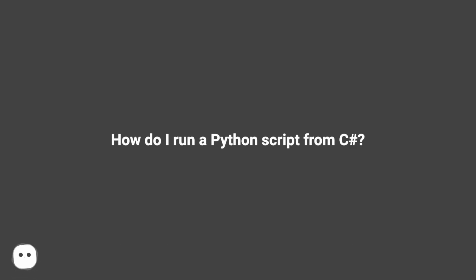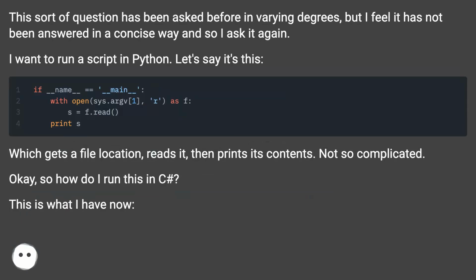How do I run a Python script from C#? This sort of question has been asked before in varying degrees, but I feel it has not been answered in a concise way, and so I ask it again. I want to run a script in Python.